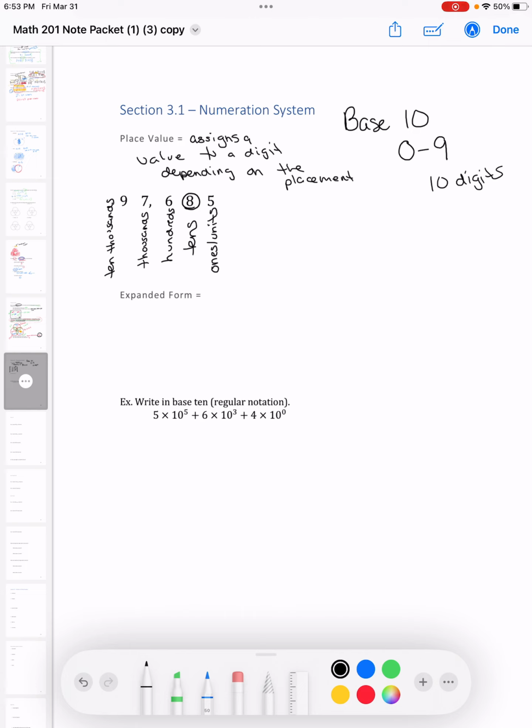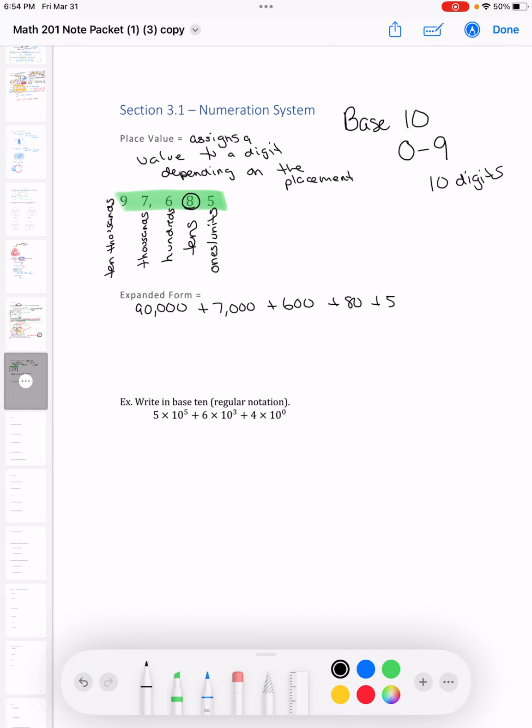Now this is called our standard form or base 10, the way I have written here. We could also write it out in expanded form. So we could say this is 90,000 plus 7,000 plus 600 plus 80 plus 5. So this is an expanded form. We can see the place value for each one of those. So we know it's not just a 9, it's a 90,000. So we can visually see that 9 stands for a whole bunch more than just 9. There's a big difference between 9 and 90,000.